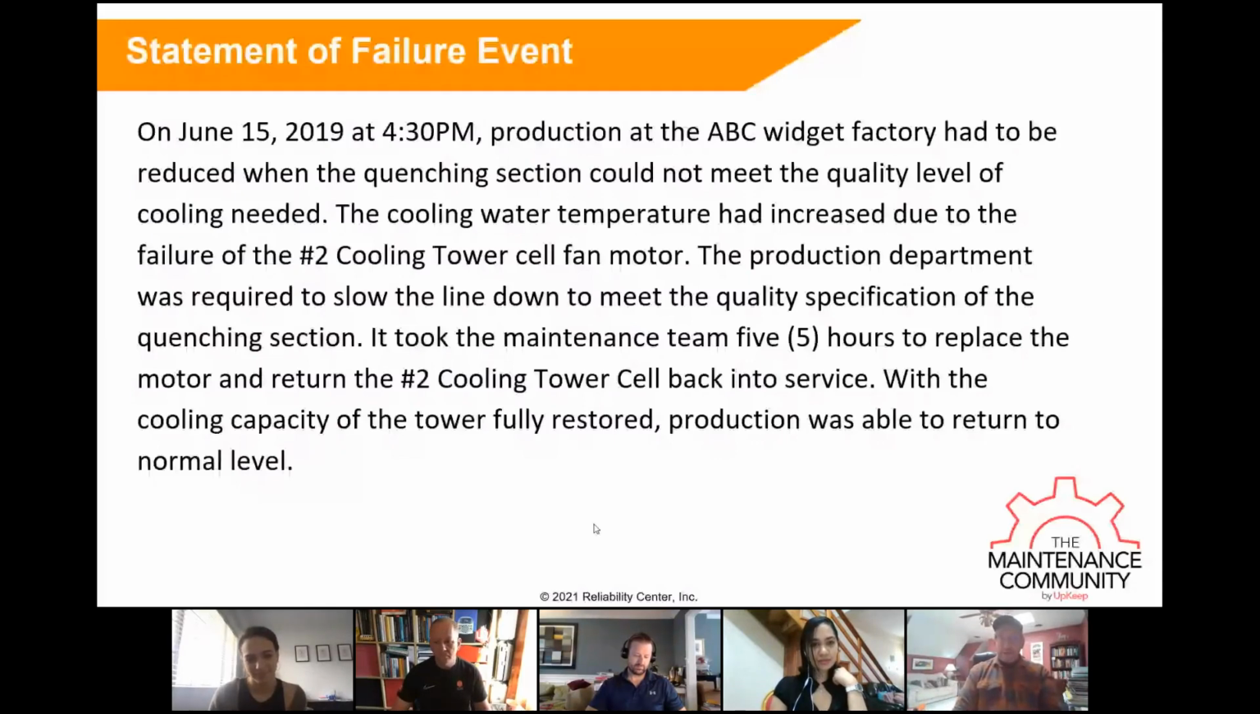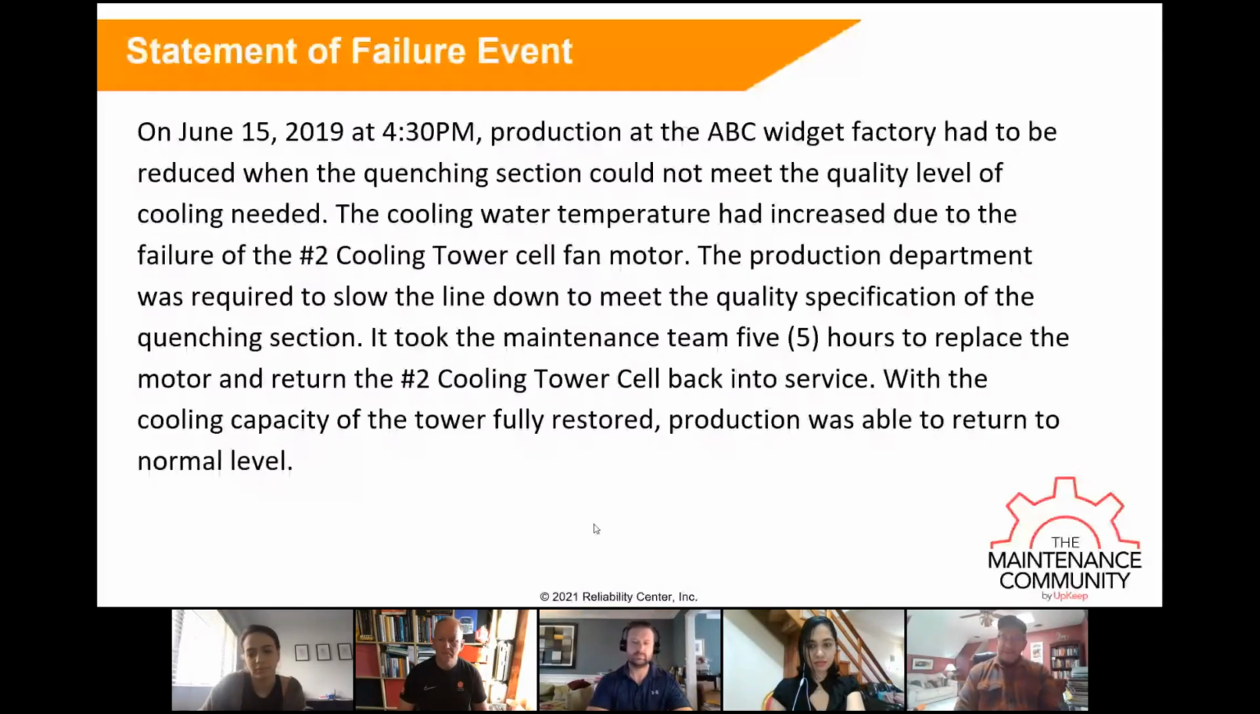On June 15th of 2019 at 4:30, production at this particular factory had to be reduced when the quenching section could not meet the quality level of cooling needed. The cooling water temperature had increased due to the failure of the number 2 cooling tower cell fan motor. The production department was required to slow the line down to meet the quality specification of the quenching section. It took the maintenance team 5 hours to replace the motor and return the number 2 cooling tower cell back into service. With the cooling capacity of the tower now fully restored, production was able to return to normal.